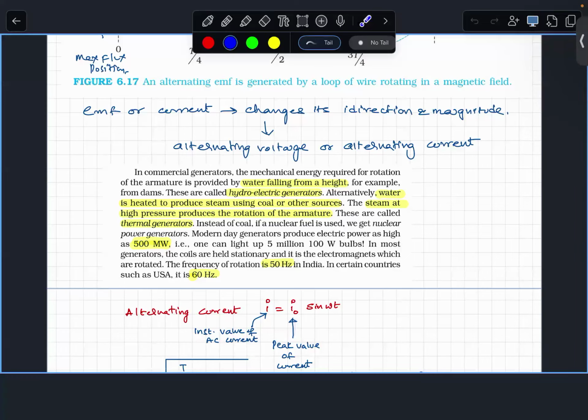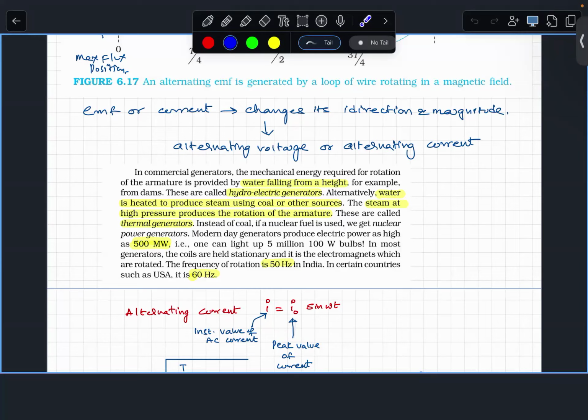So therefore, what is happening here is current changes in direction basically. It may change in magnitude or not, that's a different story. You will observe these things commercially in 3 different regions.